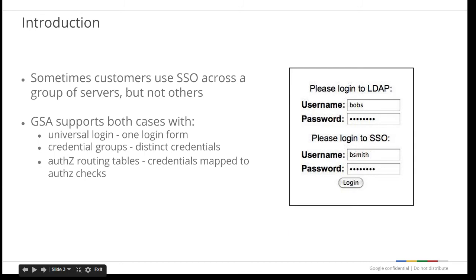The GSA supports this with the universal login feature. A single universal login form can authenticate a user against multiple repositories at the same time. Each authentication repository is matched to a credential group, and authorization tests are associated with the appropriate credential group.